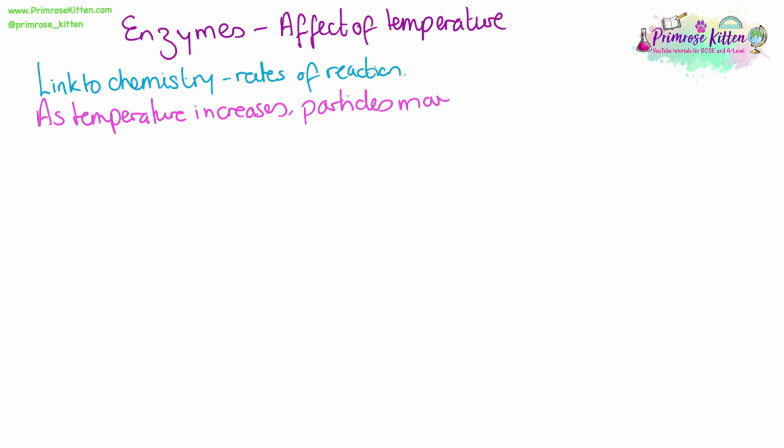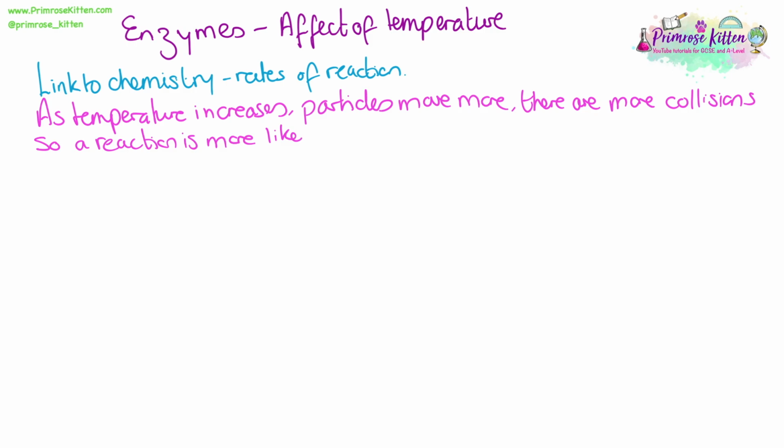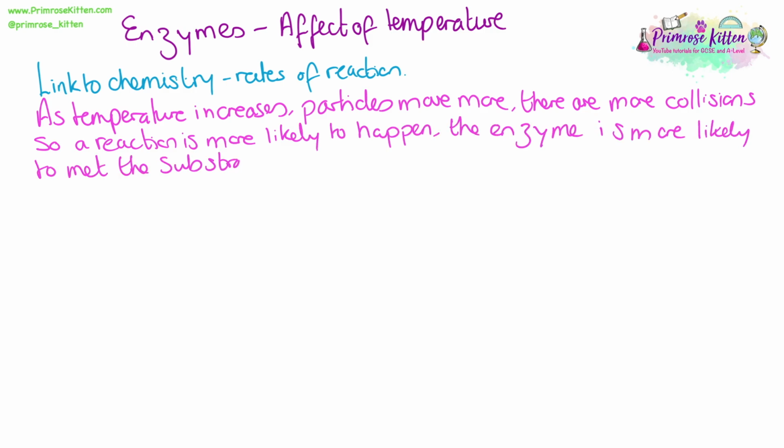You need to be able to describe and explain the effect of temperature on an enzyme's rate of reaction. This is a little bit of a link to chemistry and rates of reaction in chemistry. Because as temperature increases, the particles, the substrate and the enzyme will move around more. There will be more collisions between these two, so a reaction is more likely to take place. The enzyme is more likely to meet the substrate and form an enzyme-substrate complex.